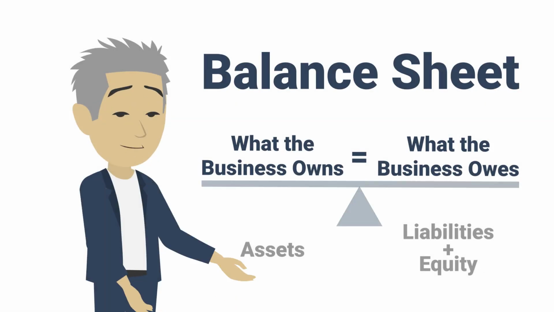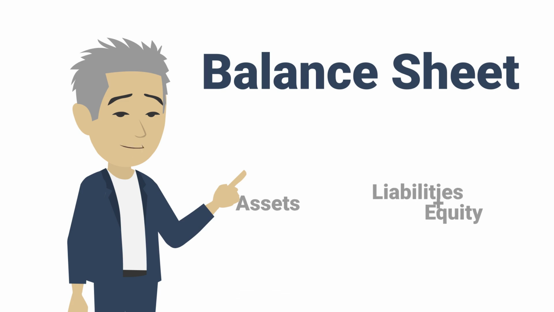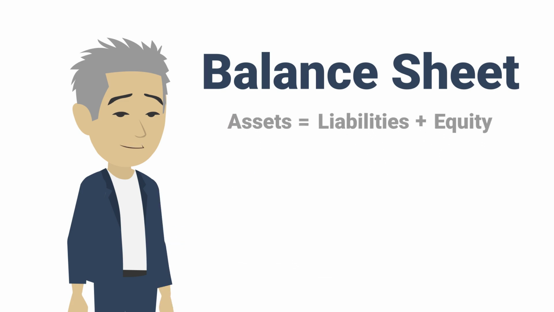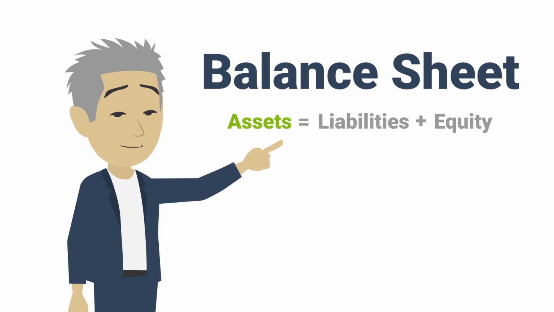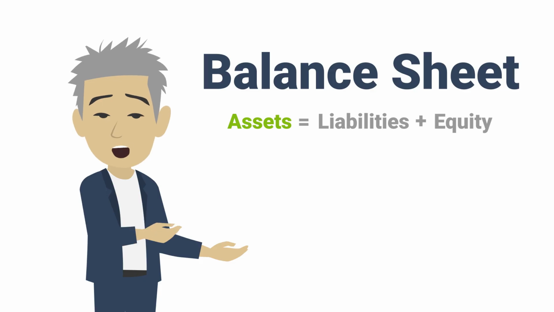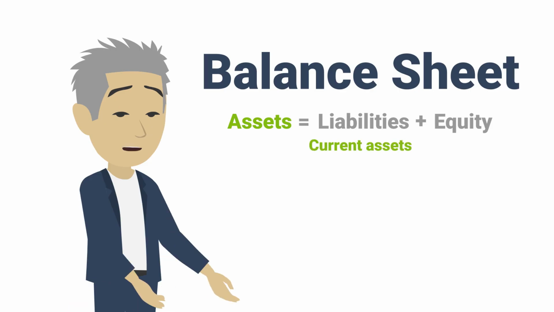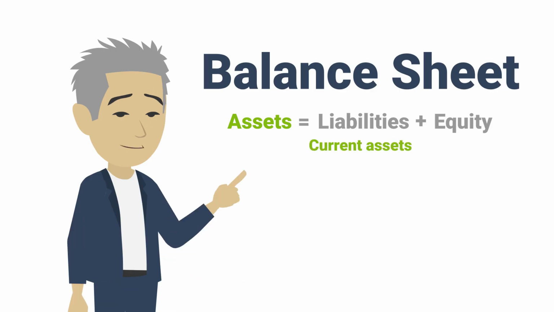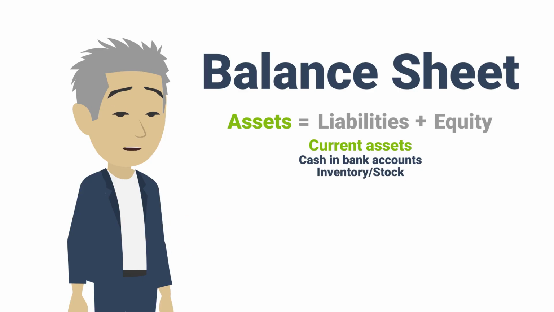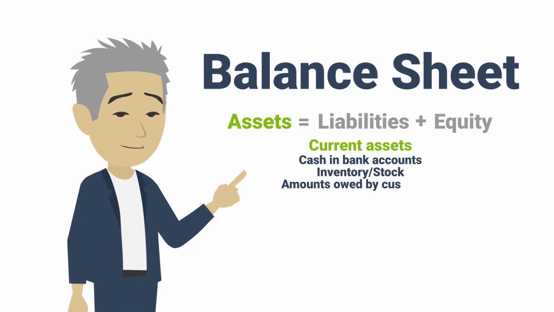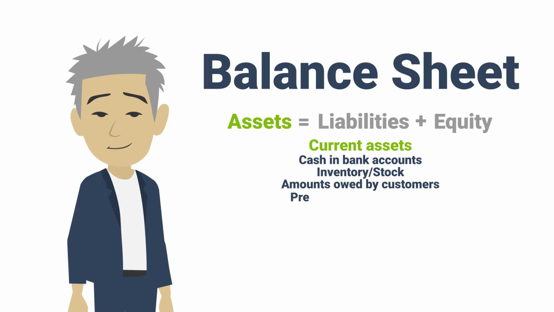Now we know what a balance sheet is. Let's have a closer look at the component parts. Starting with the assets of the business. These are broken down into three types. The current assets are things that are, or can be converted quickly to, cash. Examples include cash in the business's bank account, inventory or stock that can be readily sold, amounts owed to the business by customers, and prepayments made to suppliers.